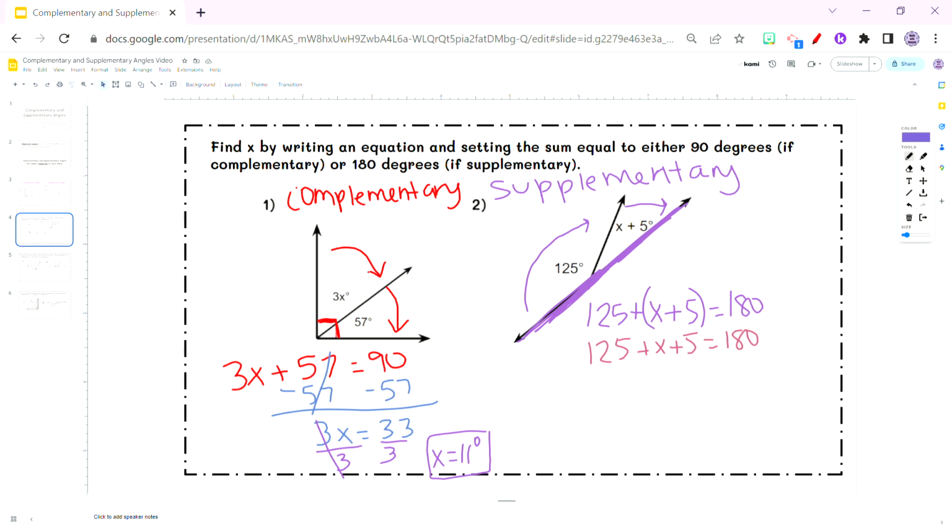So before we do anything, we are going to combine like terms. We're going to combine 125 plus 5 and get 130. And then we are going to subtract 130 on both sides to get x is equal to 50 degrees.